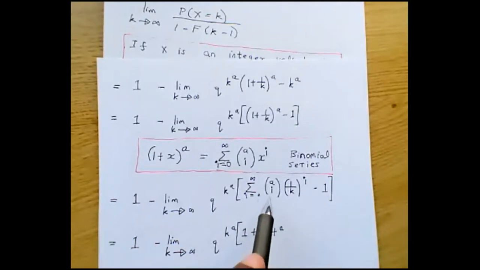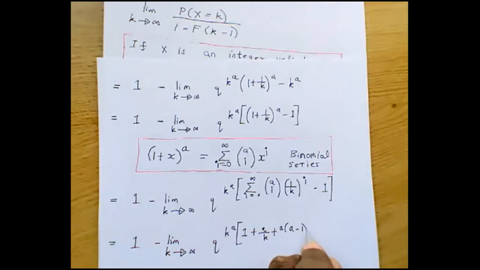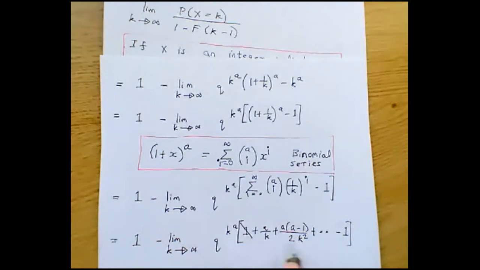Now the first term of the binomial series is when i equals zero. When i equals zero, what you get is 1. The second term of the binomial series is when i is equal to 1. When i is equal to 1, you get a divided by k. And the third term is when i is equal to 2. When i equals 2, you will get this term. Right, and so on. So what I have written down here are the first three terms of the binomial series. Take away 1. You need to take away this 1 here, and the 1 here will cancel with the 1 here. Right?